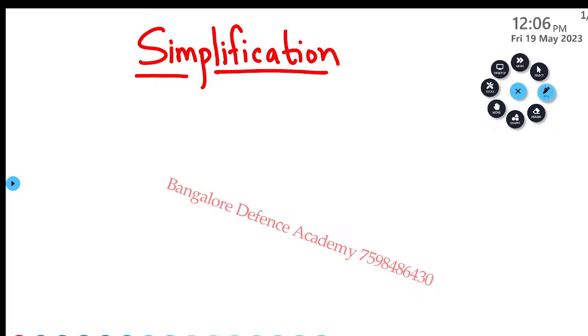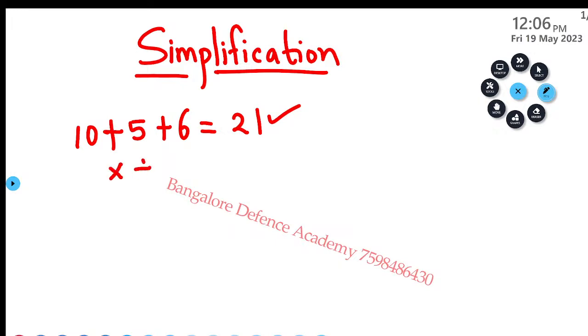Okay, so if I give you, what is the value of 10 plus 5 plus 6? The answer is 21. So it becomes easy: addition, subtraction, multiplication, division. Of these numbers like 10, 5, it becomes easy.